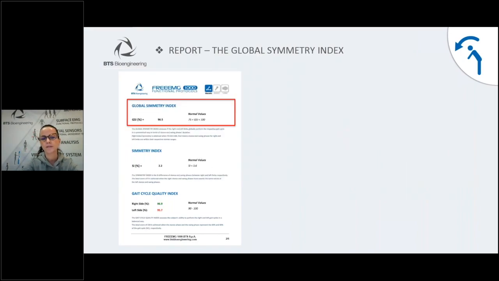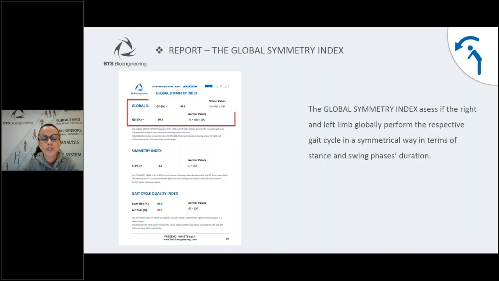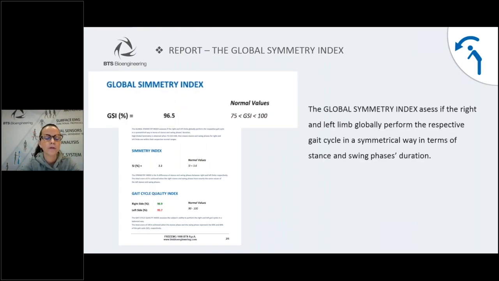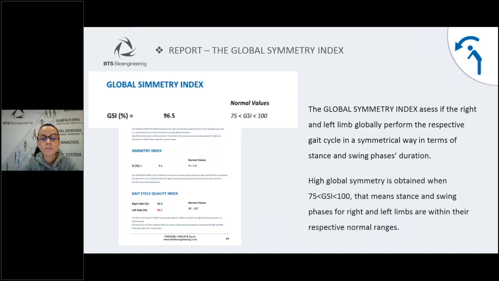Once this difference is quantified, giving a different weight for the stance phase and the swing phase, the global symmetry index is obtained, which evaluates globally if the right limb and the left limb perform the respective gait cycle in a symmetrical way. If the global symmetry index is between 75 and 100, it indicates a high degree of symmetry.